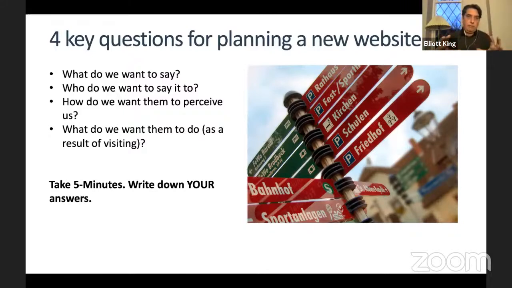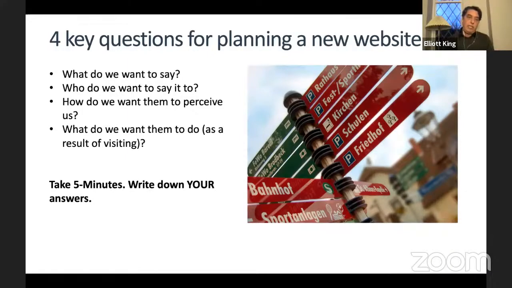So when we're putting together a brief for a new website or even a website refresh or redesign, these four questions are really useful to ask ourselves. First of all, what do we want to say? What are the key messages that we want to get across? Who do we want to say it to? So these are the audience groups that we're speaking to. How do we want them to perceive us? So the idea of website design is not only that we're getting a message to a person, but also how do we want them to feel about us, to a certain extent. And obviously using design, we can convey feelings as well as objective messages.